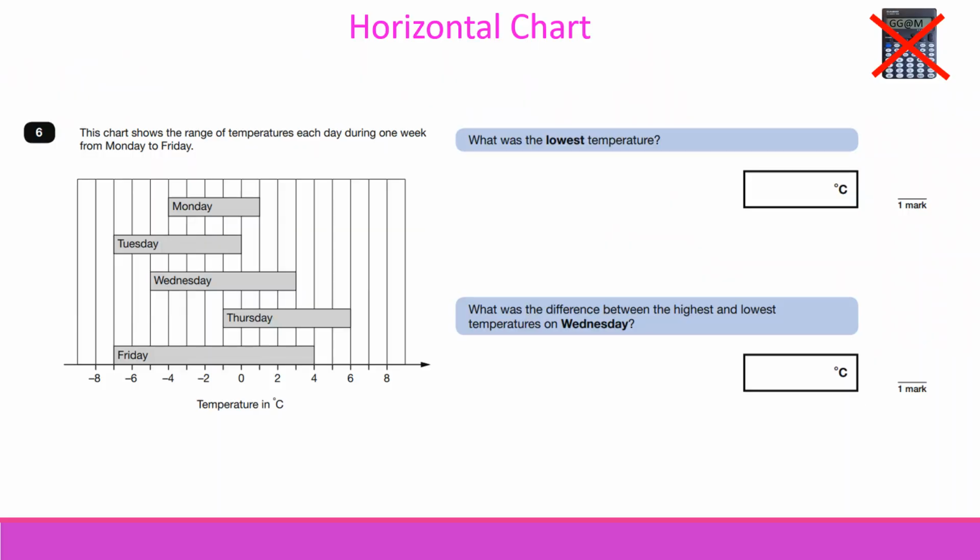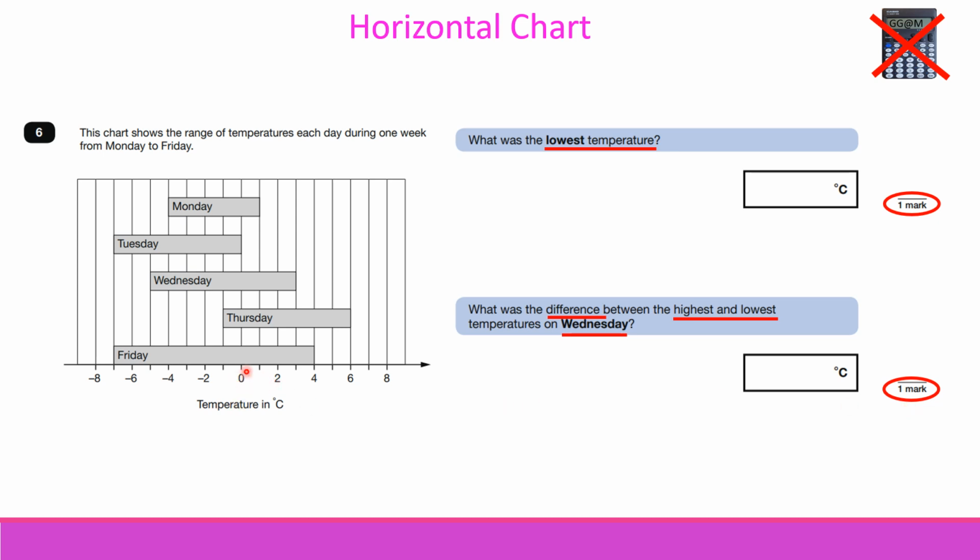This is a question looking at a horizontal chart. The keywords in the question are we've got to work out the lowest temperature. We've also got to find the difference between the highest and lowest temperatures on Wednesday. So you can see here we have got a chart which is horizontal. You've got the days of the week, Monday, Tuesday, Wednesday, Thursday and Friday, and then the temperatures are written along the bottom. Now the unit is given and it's also given in the answer, so you don't need to worry about the units. Each answer needs to be written in the box, and the first part is worth 1 mark and the second part is also worth 1 mark, so 2 marks in total.